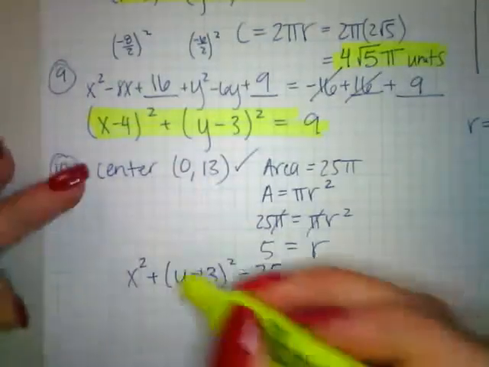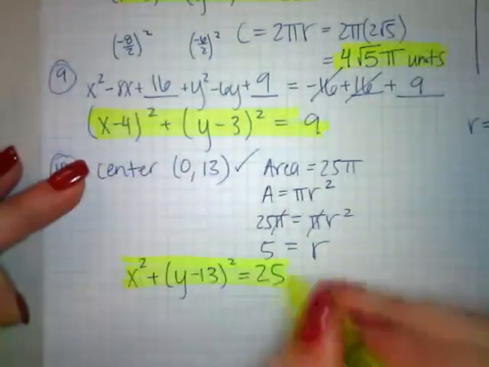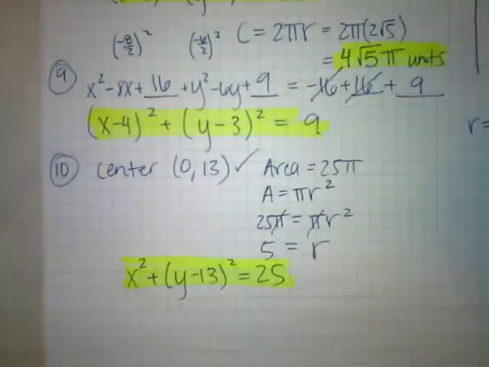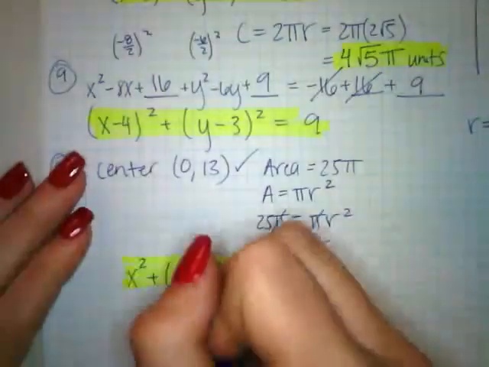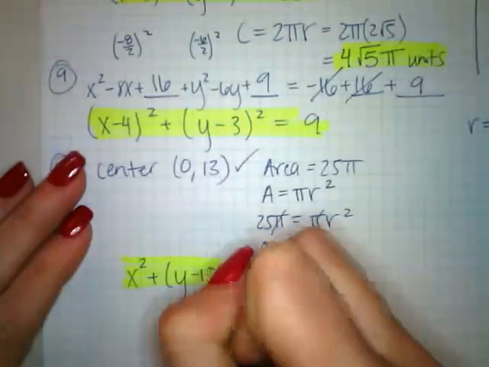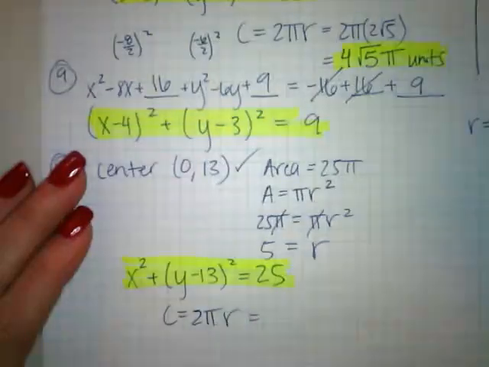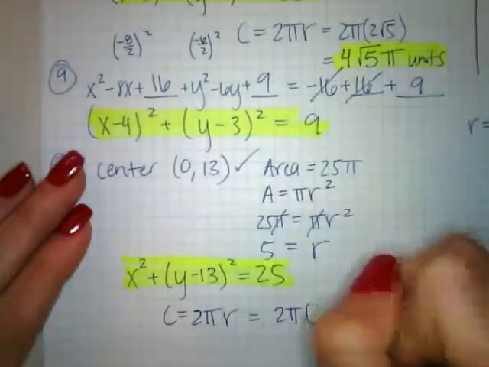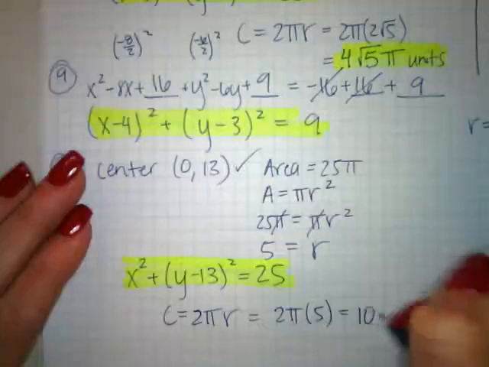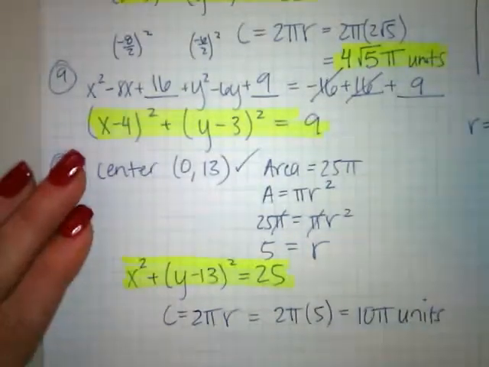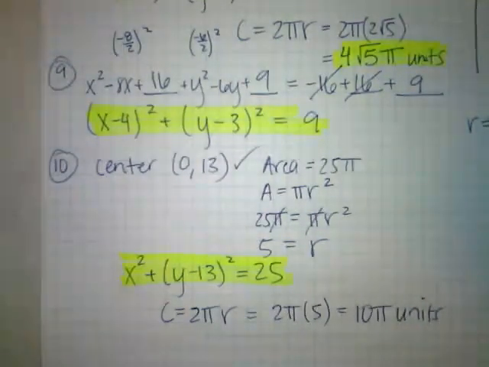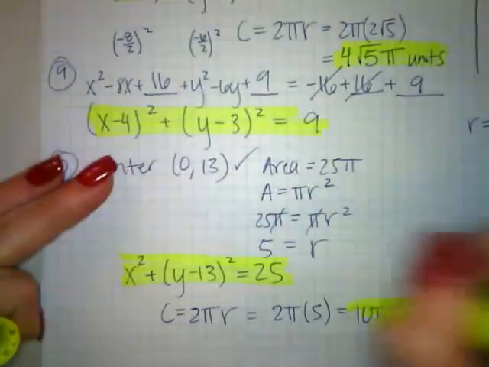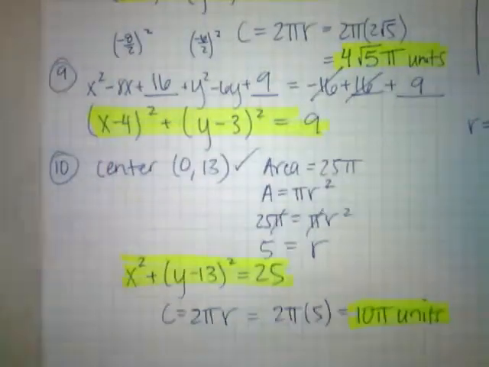Giving me my final answer for 10. Since the directions say to find the circumference of the even ones, we can now move on to that step. 2 pi r. Well, my radius is 5, so 2 times pi times 5. So 10 pi units is the final answer for the circumference. All right, I'm going to now move on to question 11.